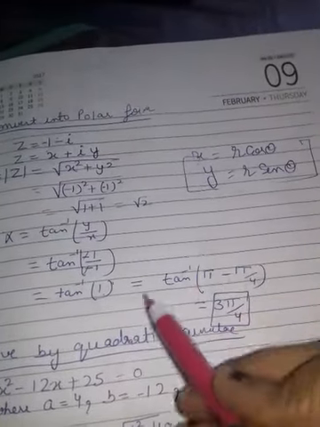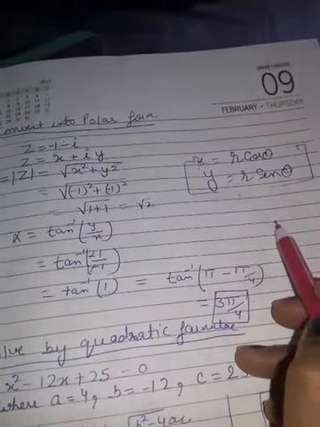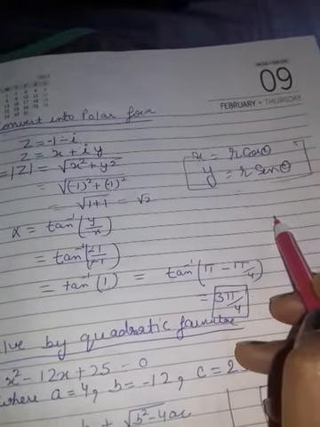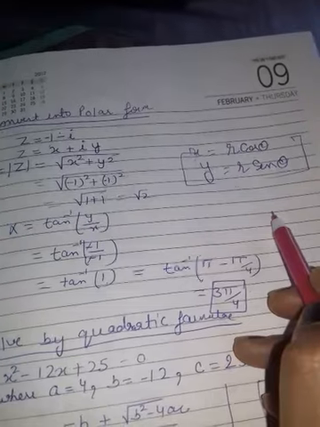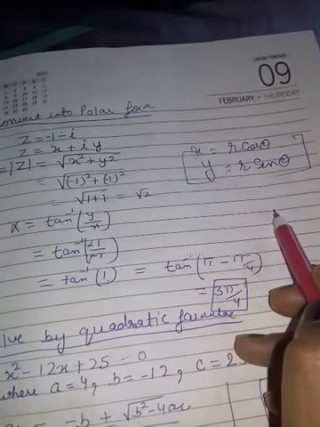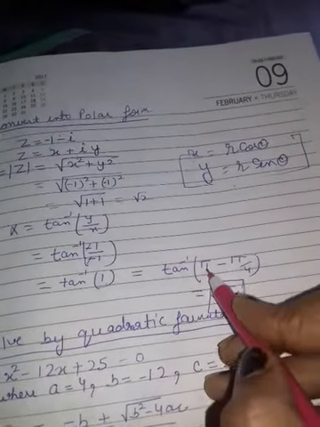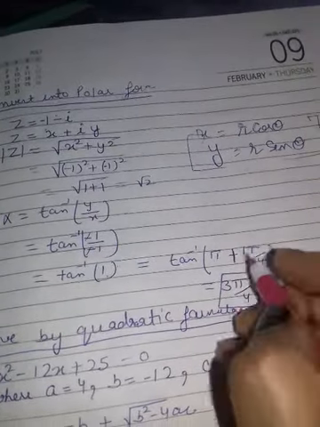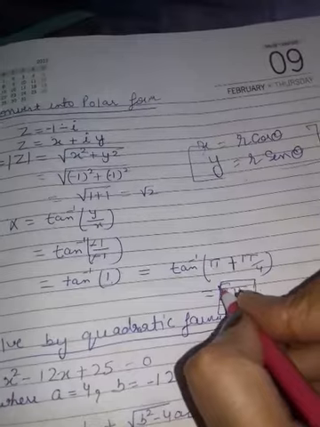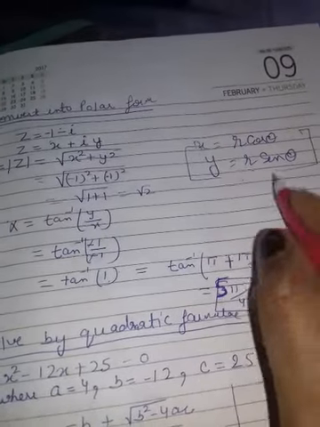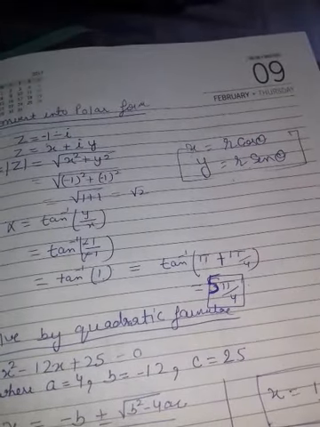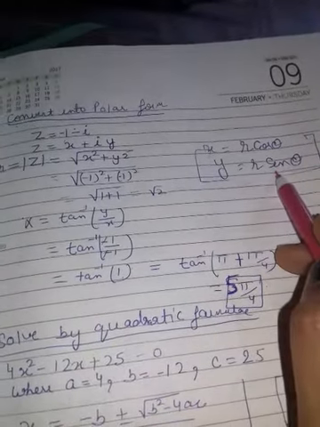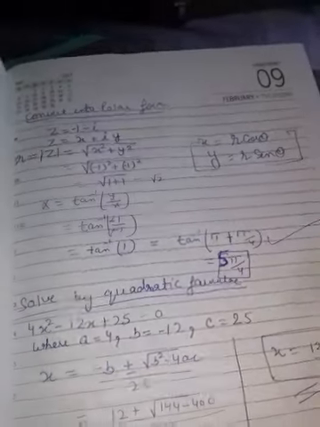In which quadrant is tan positive while sin and cos are negative? I told you in the previous video, in the third quadrant. In the third quadrant, tan is positive, sin and cos both are negative. In that quadrant, what will you write? You will write pi plus pi by 4. So it will become 5 pi by 4. Because in that quadrant, tan is positive, but sin and cos both are negative. So I hope you are getting it.